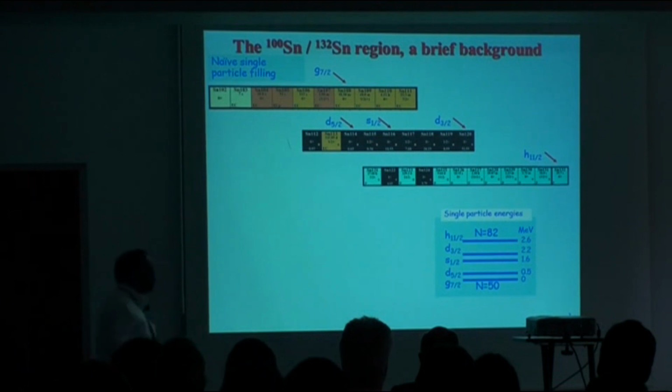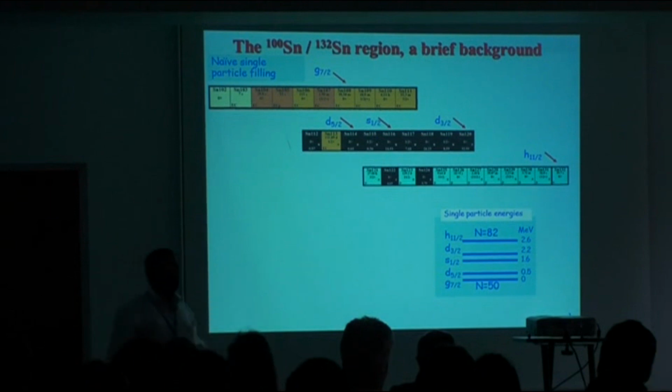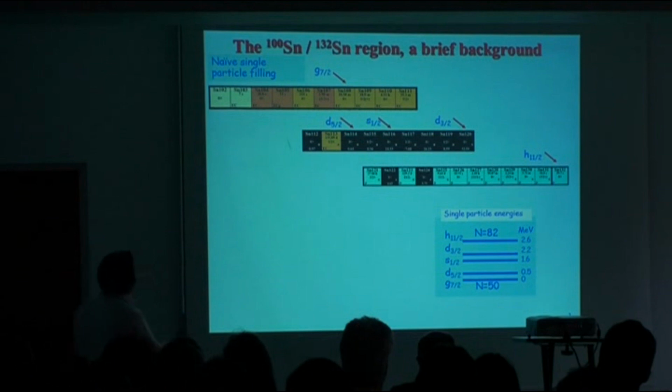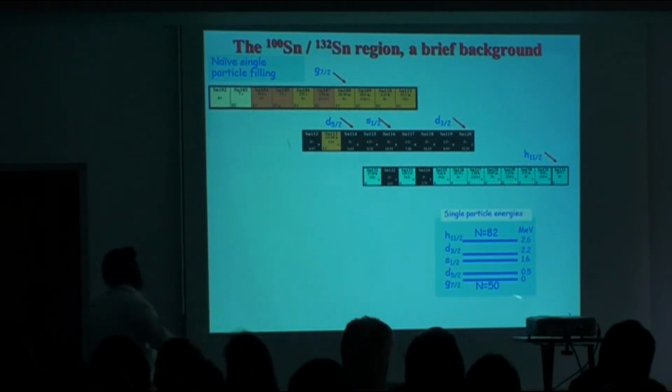Okay, let us start with a little introduction to the very interesting tin region. We know that this is the longest isotopic chain between two doubly magic nuclei. We have 100 tin on one side, 132 tin on the other side. And when we fill these shells, we fill g7/2, d5/2, s1/2, d3/2, and h11/2. And we do this when we move from 100 tin towards 132 tin.